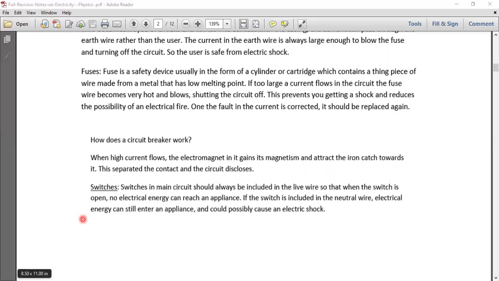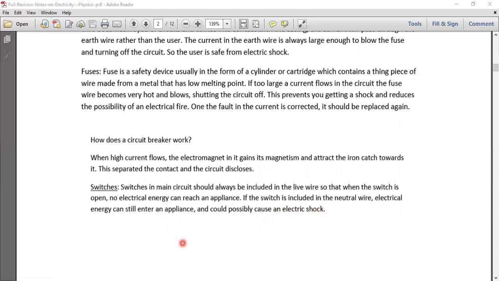Now, switches. Switches in the main circuit should always be included in the live wire, so that when the switch is open, no electrical energy can reach an appliance. If the switch is included in the neutral wire, the electrical energy can still enter the appliance and could possibly cause an electric shock.